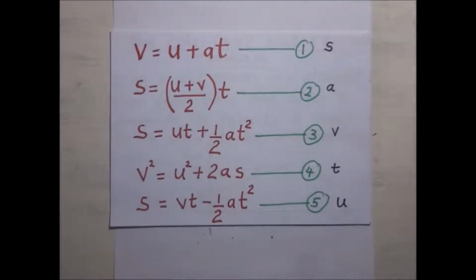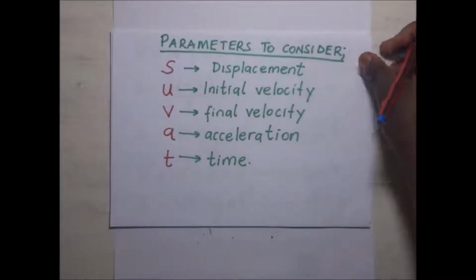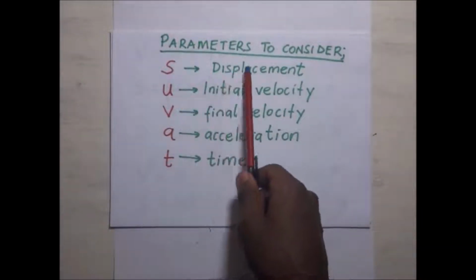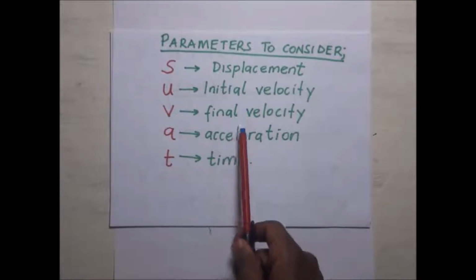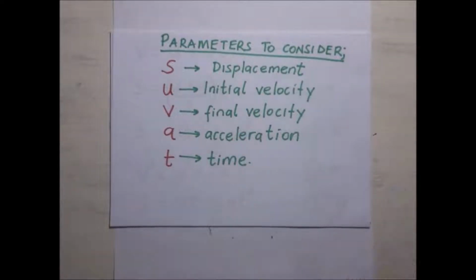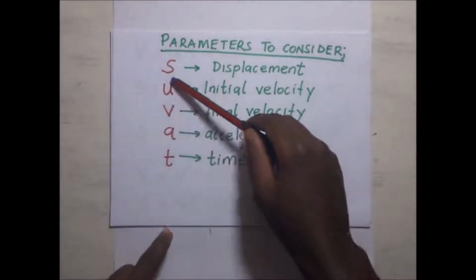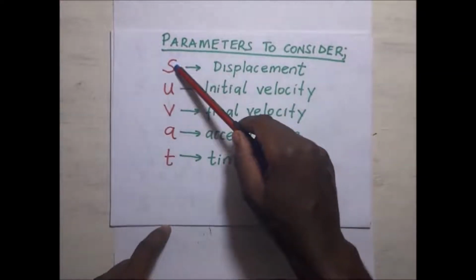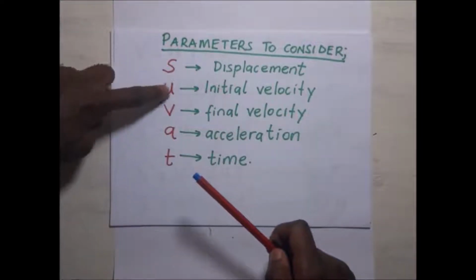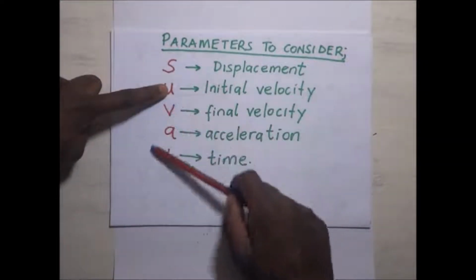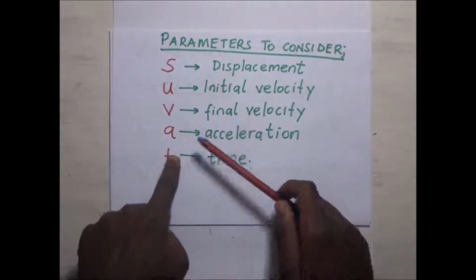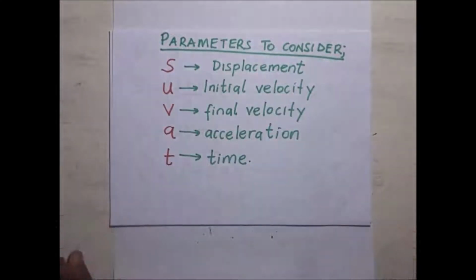But in all these 5 equations, you notice that in each and every equation, there is a certain parameter that is missing. If you look at these parameters that we considered at the beginning, the displacement, the initial velocity, the final velocity, the acceleration, and the time, if you examine each and every equation, there is one parameter missing. If in a certain equation you'll find that all the other parameters are there and S is missing, then in another equation you'll find that U is missing and all the other parameters are there, or you'll find T missing and all the others are there, and so on.